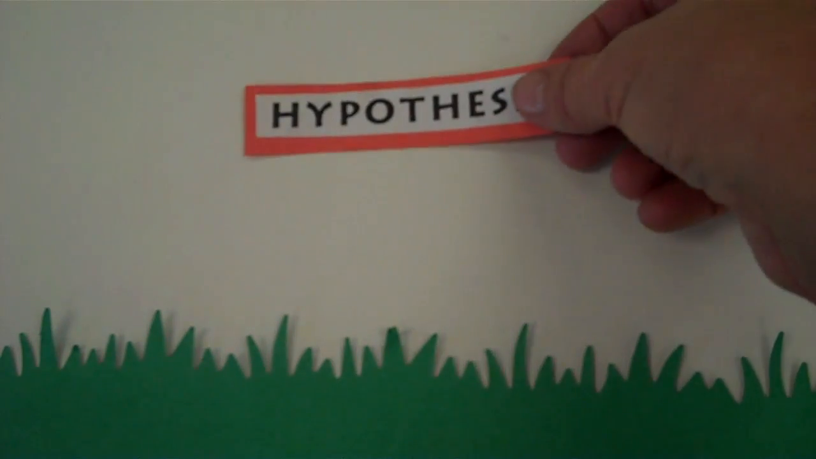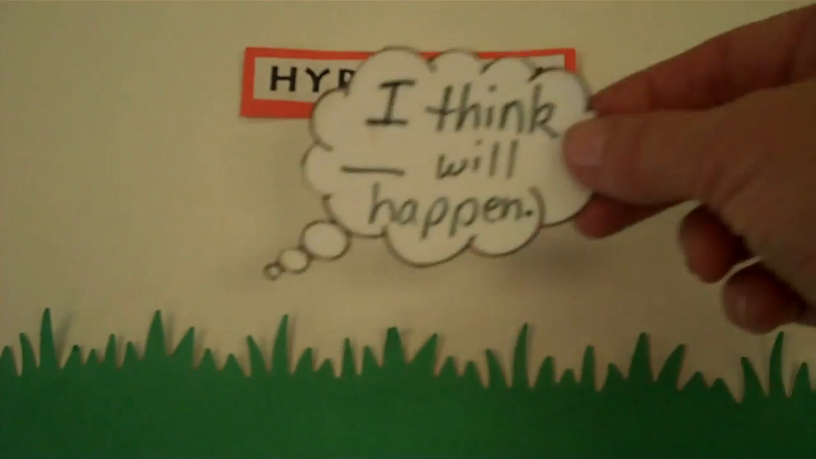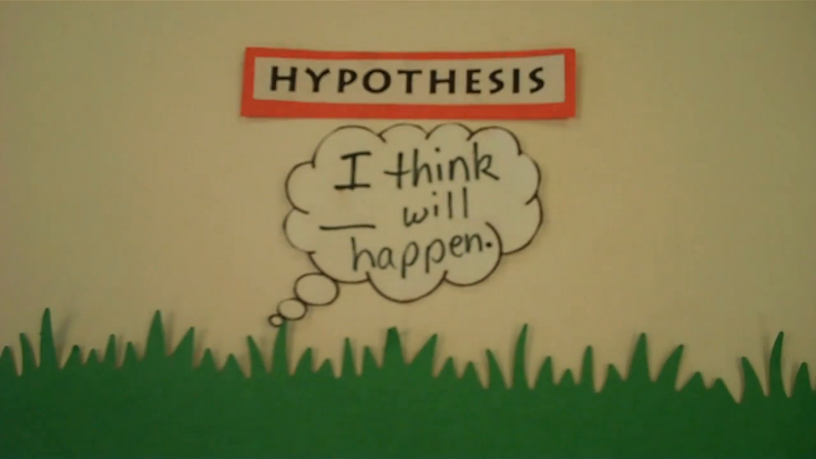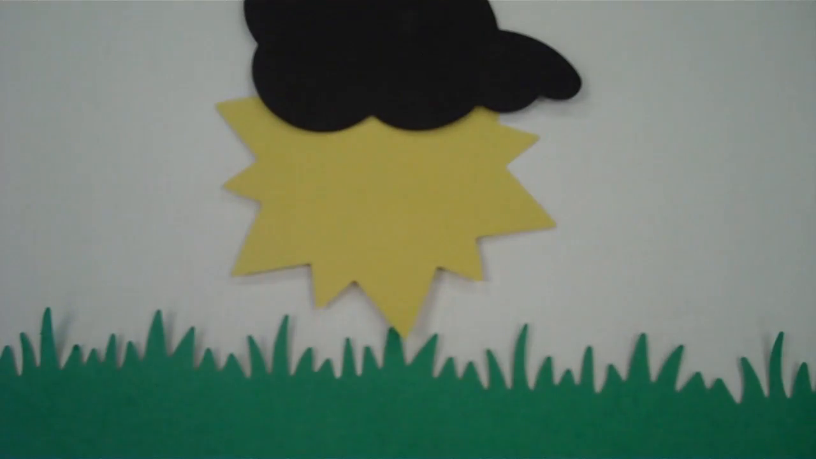The next step is to state your hypothesis. A hypothesis is a possible answer to your question. You tell what you think will happen. For example, you might say that grass needs partial sun to grow.